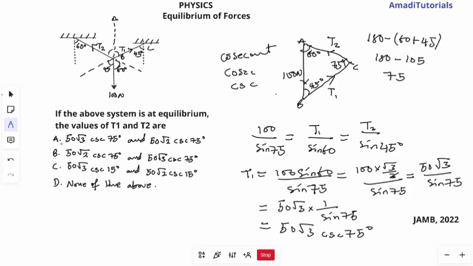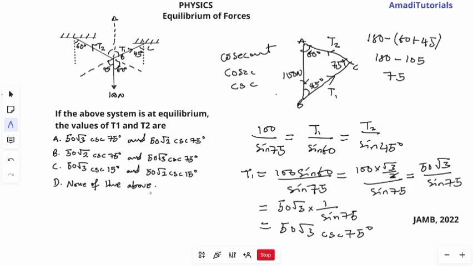So we check in our options. Option A has that as our T1. Option B doesn't have that. Option C doesn't have that. If it were me, I would say okay, A for now, but I can't really say because I have to calculate T2. Who knows? T2 may not be here.